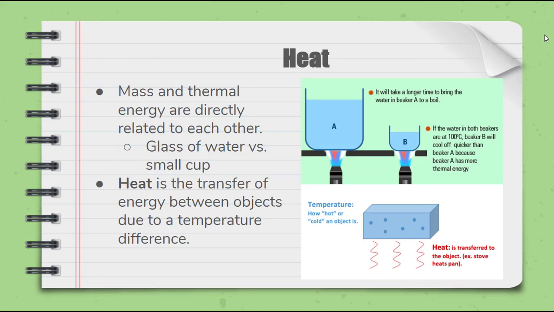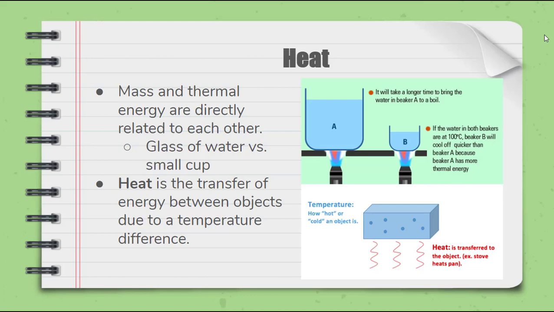So while it would take a longer time to bring water in Beaker A to a boil because it has more material, it has more mass, and therefore would require more energy to transfer in order to get those molecules to have high kinetic energy, Beaker B cools off quicker because Beaker A has more thermal energy. And again, heat is simply the transfer of energy between objects.